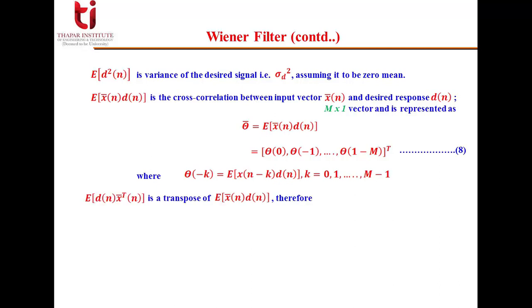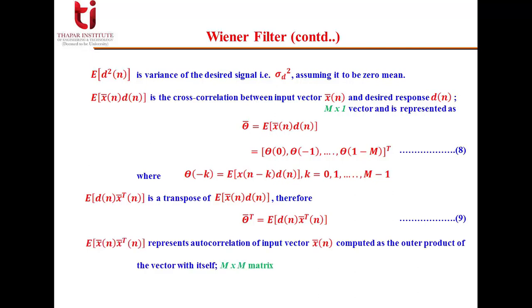The other term, expectation of d n x vector transpose n, is nothing but the transpose of the previous term, which is expectation of x vector n d n. Therefore, if you substitute all these equations, from this we will get theta transpose. As we got theta from the previous term, this is theta vector transpose.